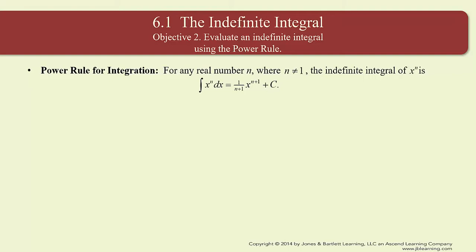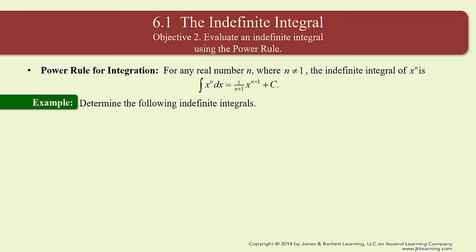So the process that I go through when I use the power rule, and I'll draw it out in the next example, is that when I'm integrating using the power rule, I get my new exponent first, and I get my new exponent by adding 1. And then the little number that goes out front, the 1 over n plus 1, is going to be the reciprocal of my new exponent.